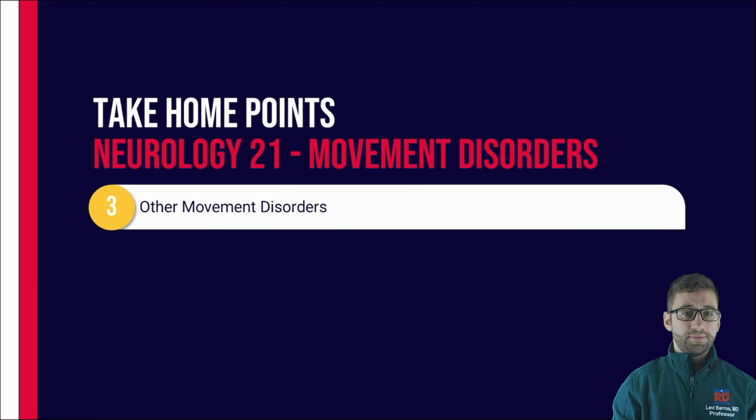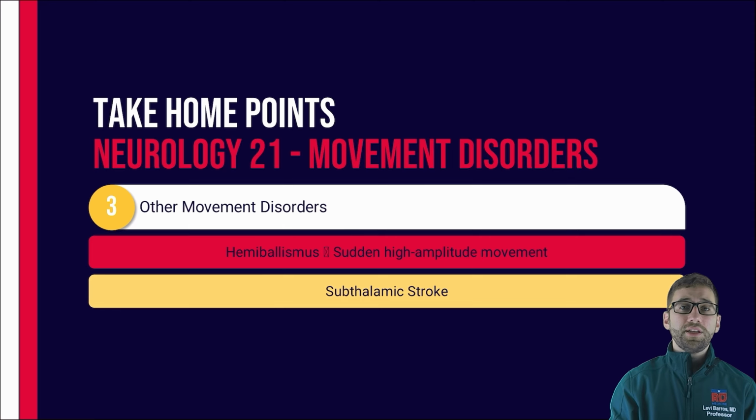So, let's continue. Dystonia involves involuntary, sustained, painful muscle contractions. Treatment often includes botulinum toxin, or Botox, injections to relieve muscle spasms. And finally, hemiballismus is characterized by sudden, high-amplitude movements, typically affecting one side of the body. It is often caused by a stroke in the subthalamic nucleus.